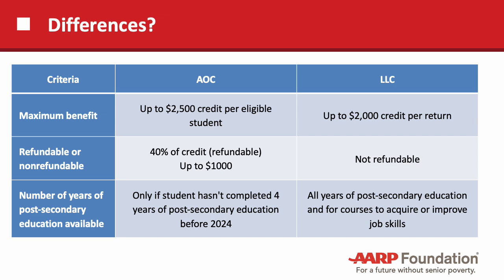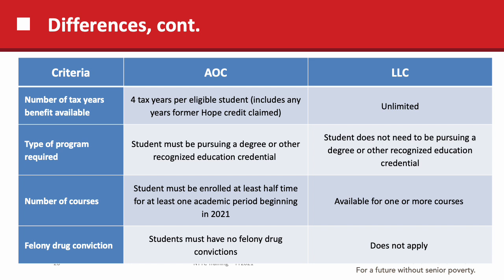Now, for the number of years of post-secondary education, the AOC is only if the student hasn't completed 4 years of post-secondary education before 2024, in this case. LLC, all years of post-secondary education, and for courses to acquire or improve job skills. More differences. Number of tax years of benefits available. Again, 4 years for the AOC. It's unlimited for the Lifetime Learning Credit.